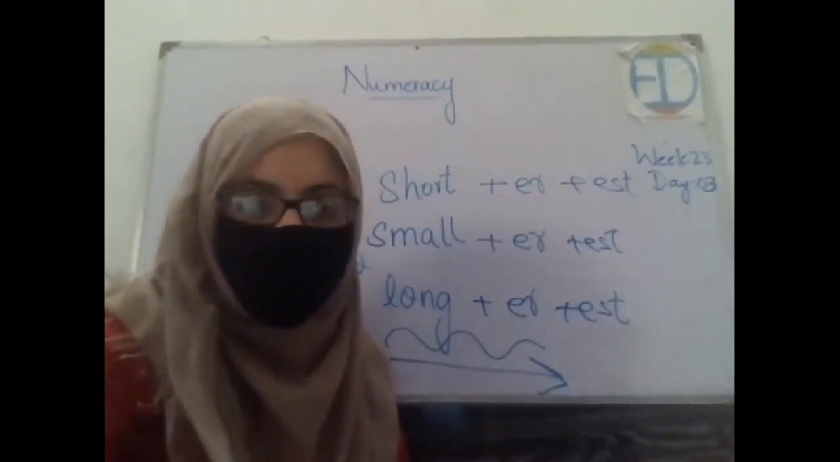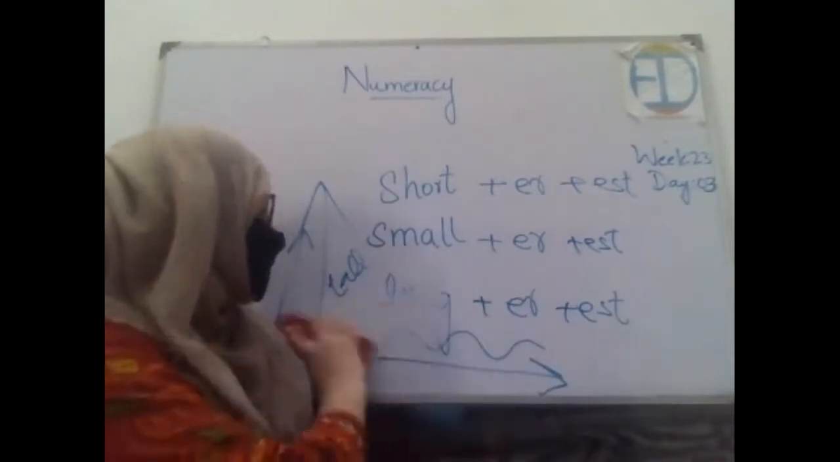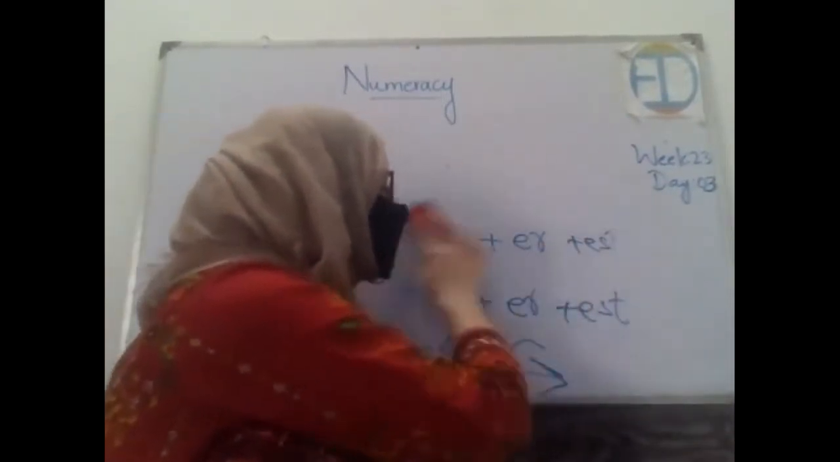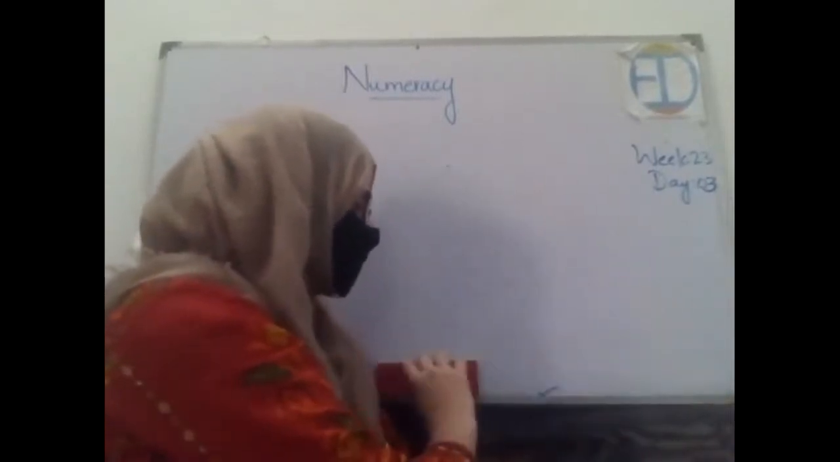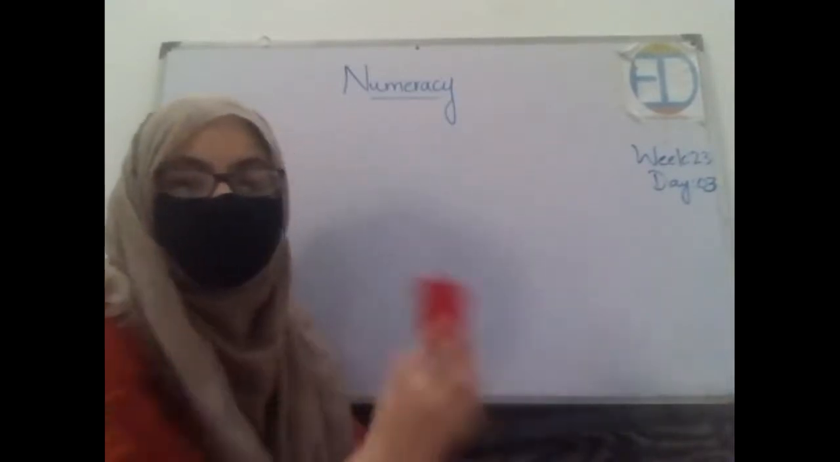Okay, so is there any confusion out of these comparisons? No? Okay, so you are supposed to make a list of all the adjectives that we have done so far and write their forms, and let me know if you have any confusion in writing that.